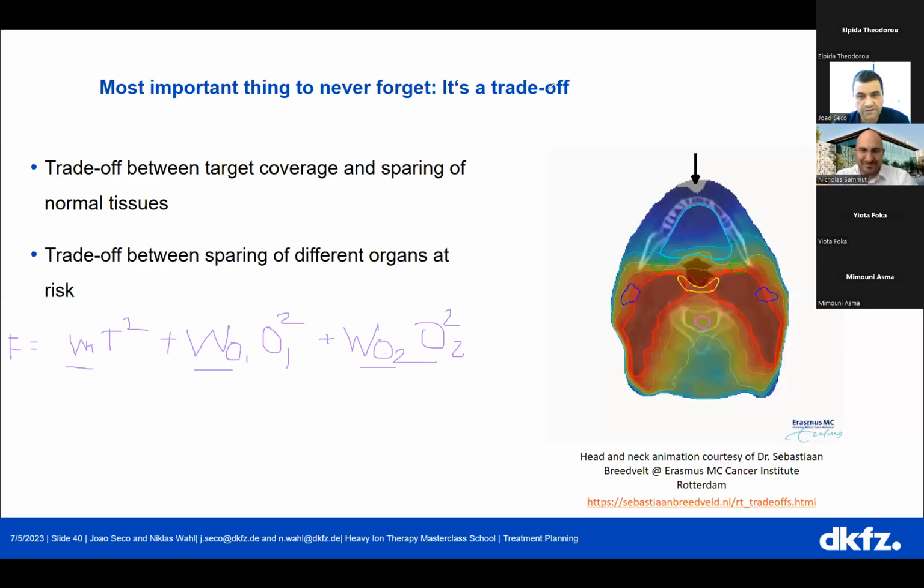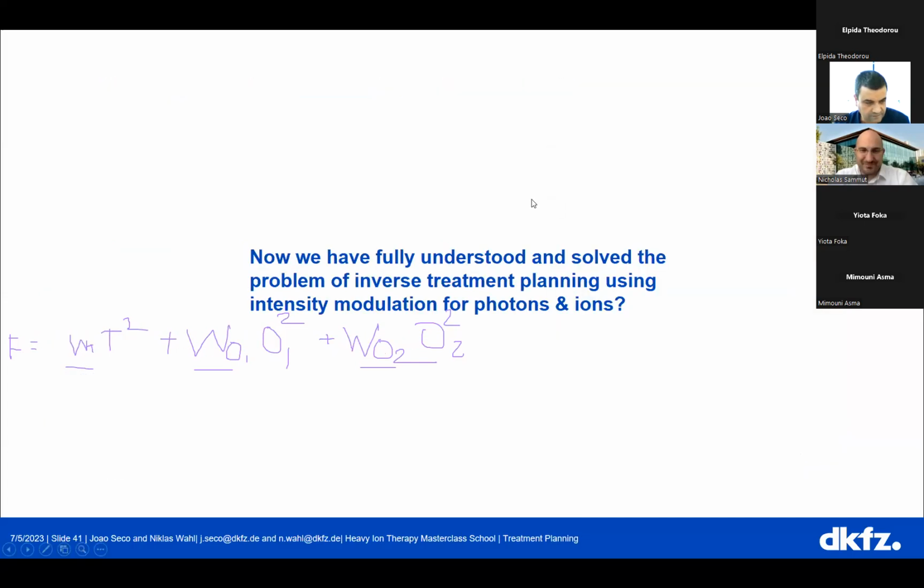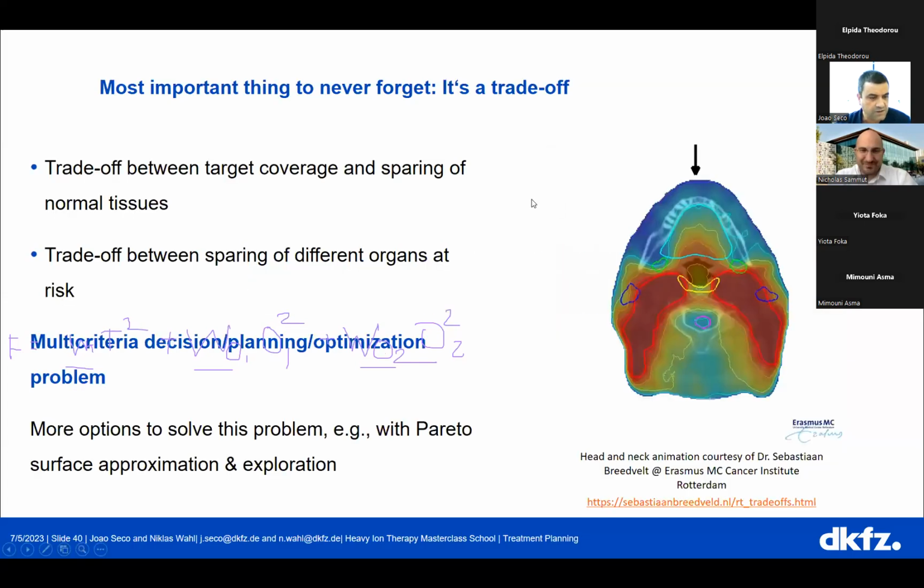The only way to get it right is to use multi-criteria optimization. So let me just bring back the annotate and I'll clear this. The only way to find the best trade-off for all the possible weights is what is called multi-criteria planning, right?